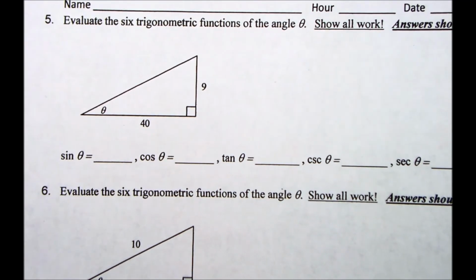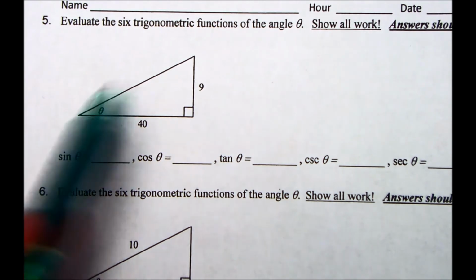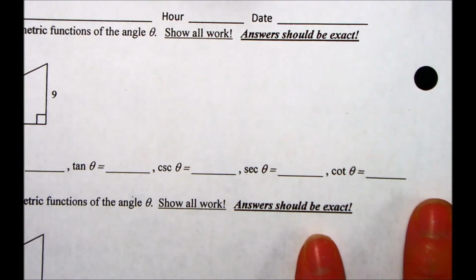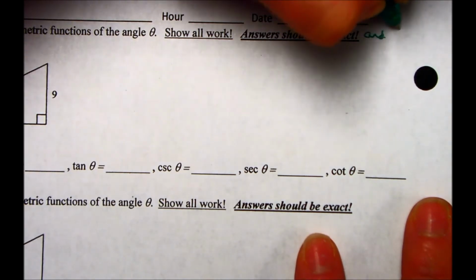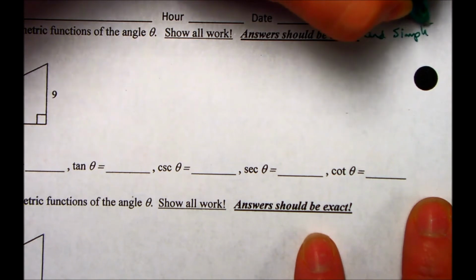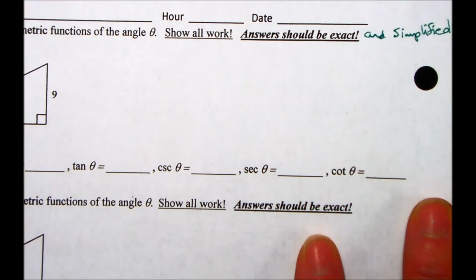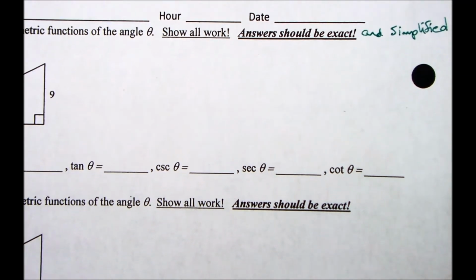Again, we're evaluating the 6 trigonometric functions, but we're not given one of the functions. Instead, we're given the triangle. And answers should be exact and simplified. So definitely needs to be fractions, but you want to simplify your fractions. It's okay to leave them improper, but they should not have any common factors in the numerator or denominator.